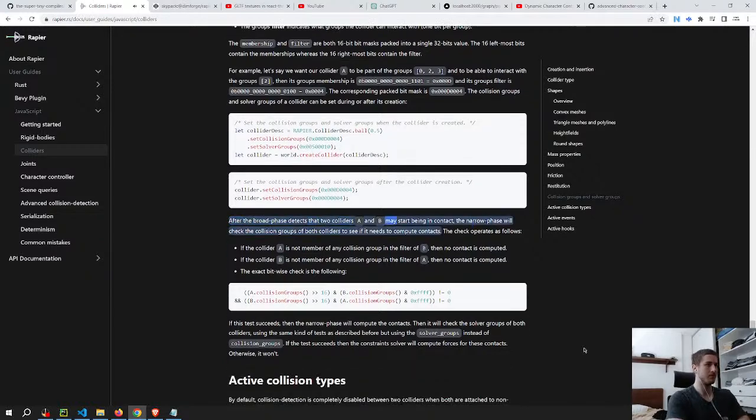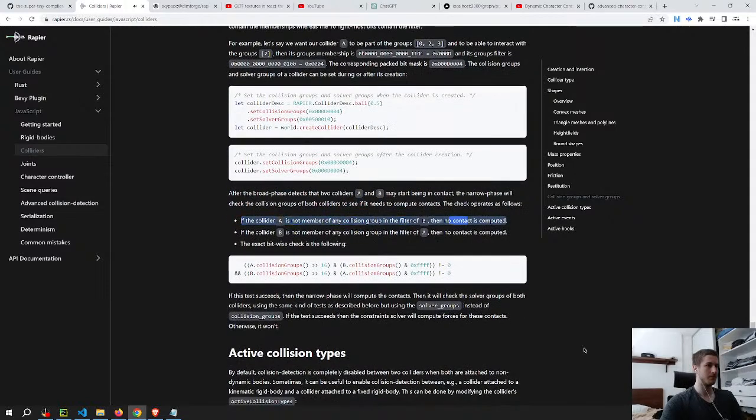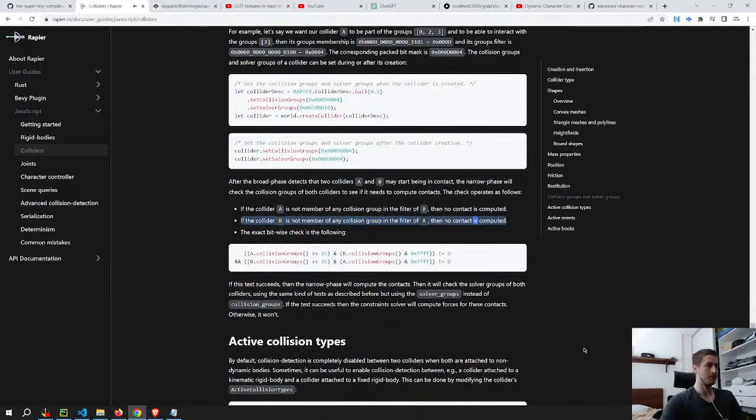After the broad phase detects that the two colliders A and B may start being in contact, the narrow phase will check the collision groups of both colliders to see if it needs to compute contacts. The check operates as follows. If the collider A is not a member of any collision group in the filter of B, then no contact is computed. If the collider B is not a member of any collision group in the filter of A, then no contact is computed. The exact bitwise check is the following.